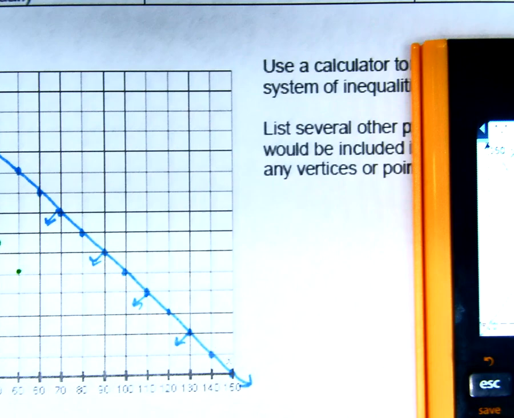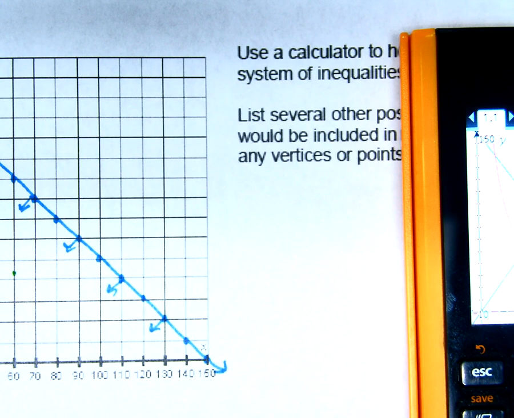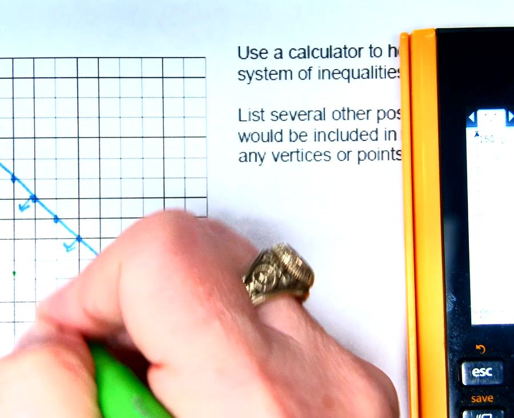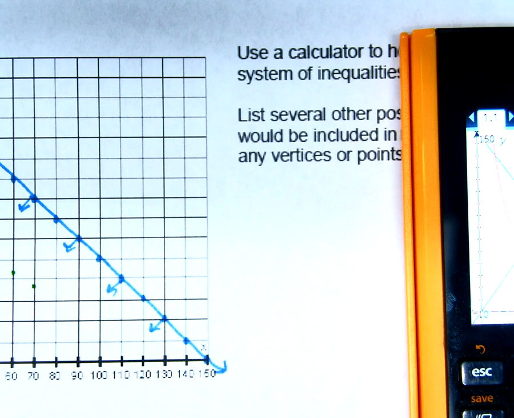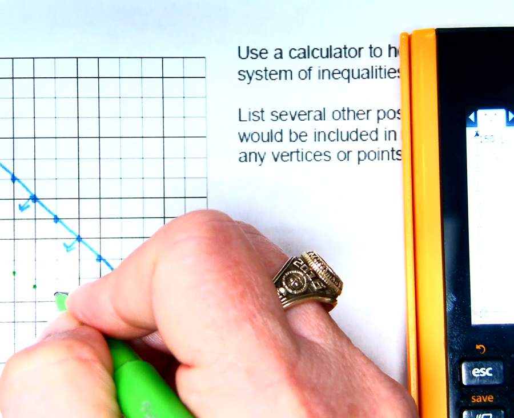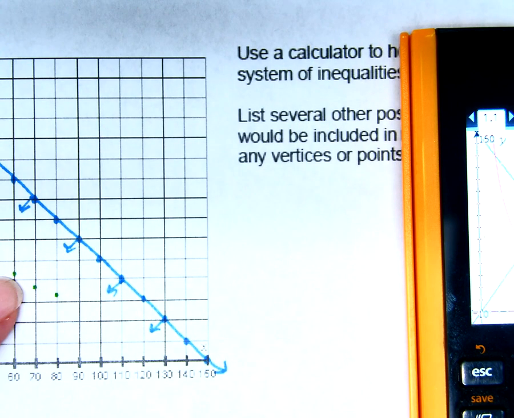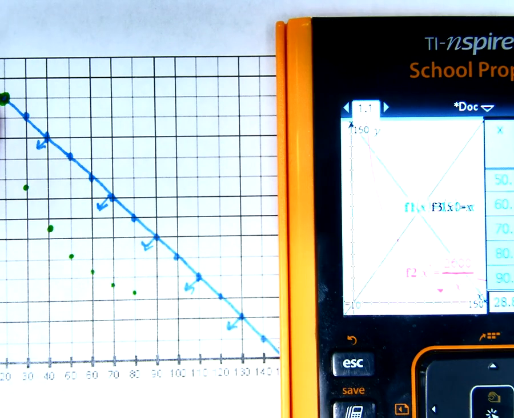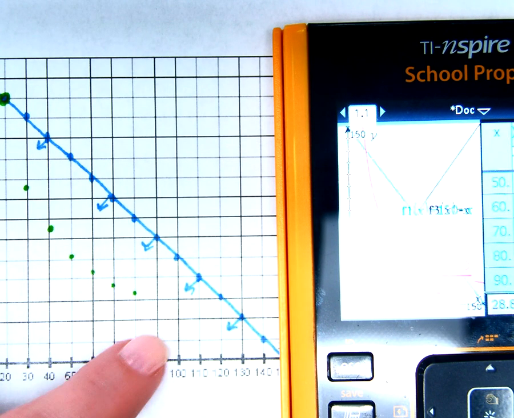60 is 43. 70 is 37. 80 is 32.5. Maybe right there-ish. Now, am I getting this exact? I'm not, right? I'm not getting exact because I'm not a robot, right? But I'm getting as close as I can. Like I'm making my best guess, right?